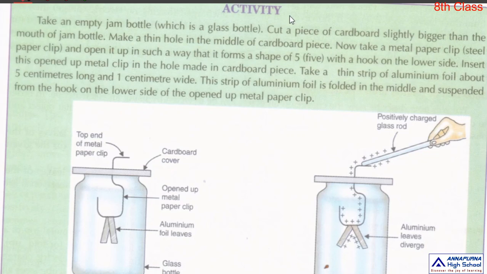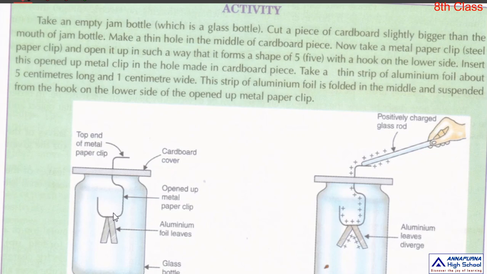That means it is folded. Remove the folds. It is unfolded and open. Open it just like its shape is like 5, as shown in the figure. Like that, open a paper clip, and to the paper clip, this aluminium sheet is hanged.